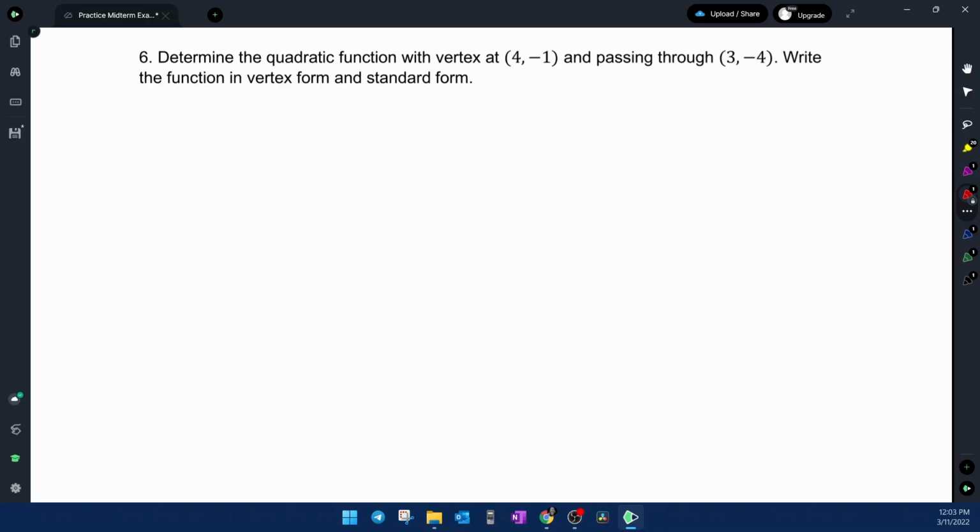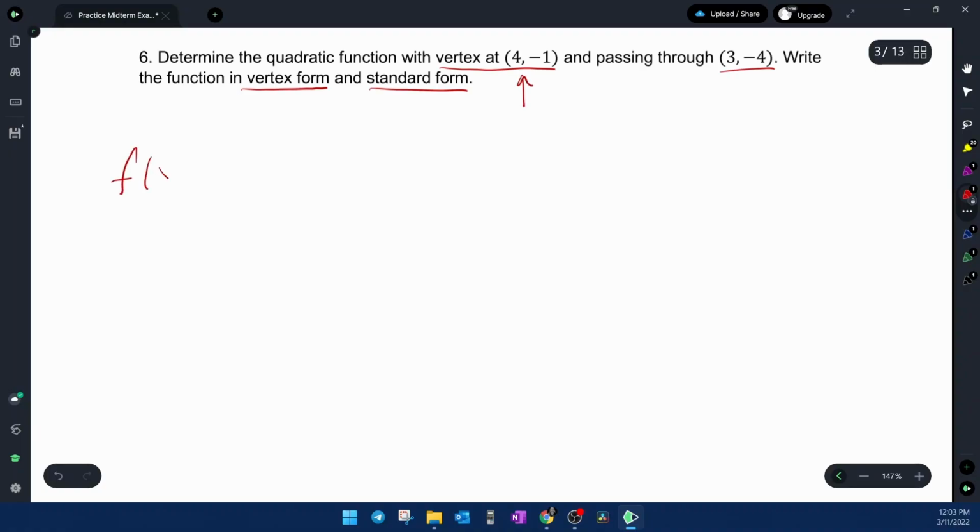Number 6, determine the quadratic function with a vertex of 4, negative 1 and passing through this other ordered pair. Notice it does say to write the function in vertex form and standard form. Okay, so since they gave me the vertex, we're going to start with vertex form, which is a formula you need to know.